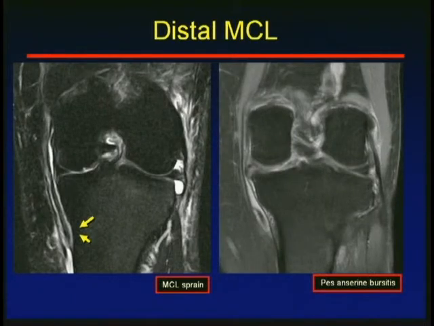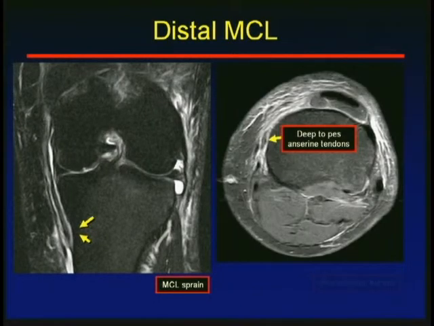MCL sprain versus pes anserine bursitis, we can see how similar they appear on MR imaging. The axial may also be helpful. We can see that the pes anserine tendons look entirely normal. The bursa should be a little bit more well-defined between the pes anserine tendons and the MCL, but the key finding here is that the only signal alterations that we have are in the MCL itself, which is thickened, whereas the tendons of the pes anserine appear normal. But it's not always easy to sort these out, so I think history, again, very, very important.